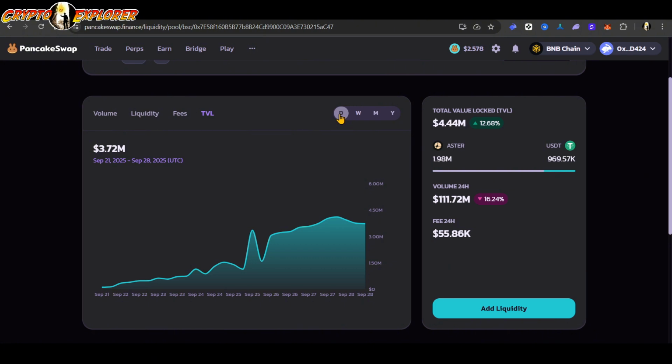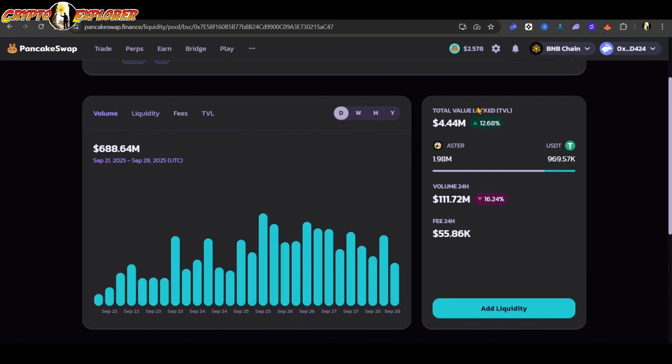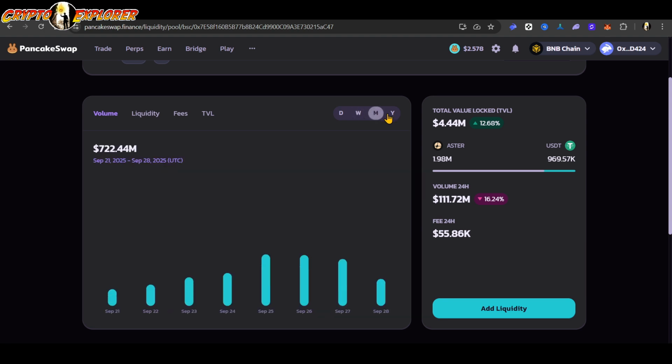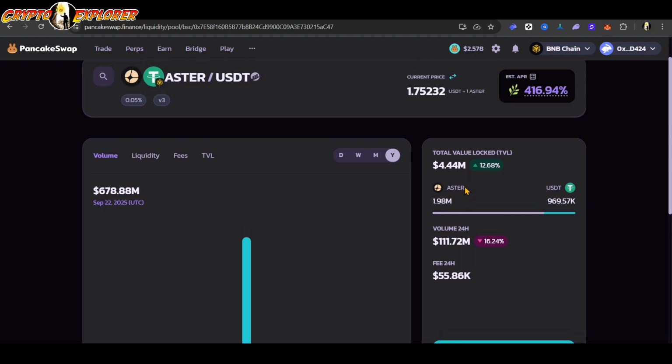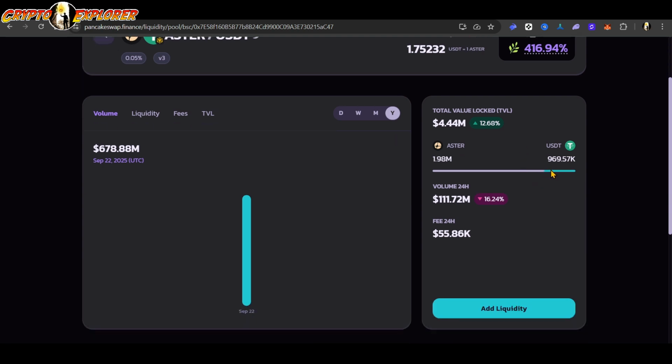So you also have these action buttons here to give you the charts, for example, volume on a daily, weekly, monthly, or yearly basis. There are pools that have been active for a number of years. Not the case here with Aster because it's a very recent token. Then you have some extra info here, like how things have been moving. Well, not the price in this case, the amount in the TVL has grown 12.6% for the past 24 hours. Of the liquidity pool composition from all of these 4.44 million, you can see that a little bit short of $1 million is made from USDT, and the rest is just Aster tokens.